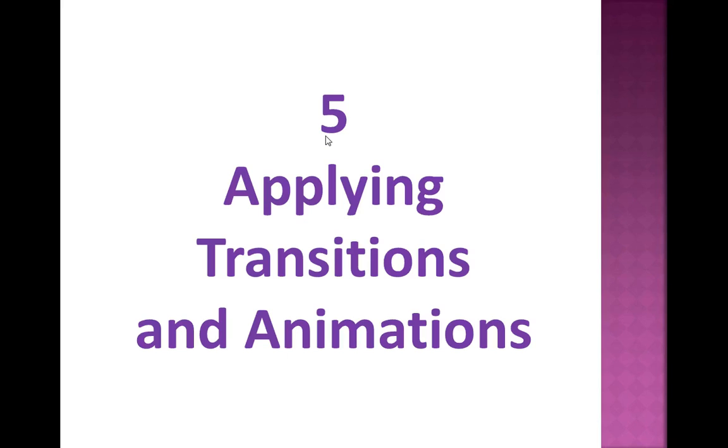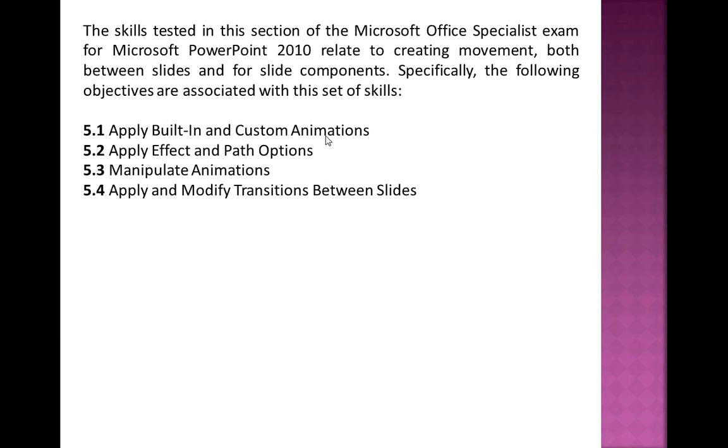Chapter number 5 is applying transitions and animations. As the name suggests, it means how to apply the transitions and how to apply the animations. Transitions mean a moving picture and animation is also a moving picture. But we can apply the animation on the text and we can apply the transition on the slides. So this chapter contains 4 parts. We have studied 4 parts of this chapter.